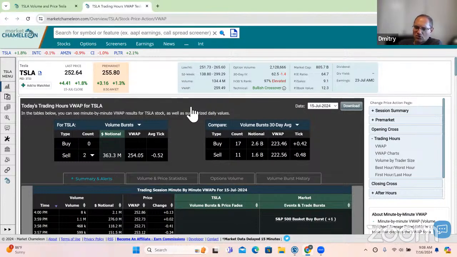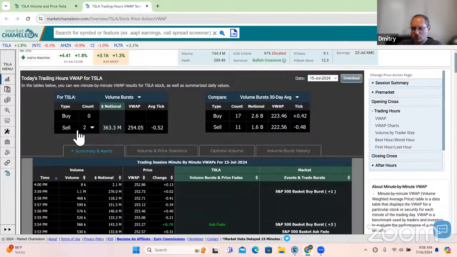And here we have yesterday's volume bursts for Tesla. There weren't that many in this table. So there were only two, on the sell side. I'll start out with those, but we might have to find a different example just to get a little better perspective of these volume bursts. But let's start out with these two. So yesterday we didn't detect any large volume bursts from the buy side.